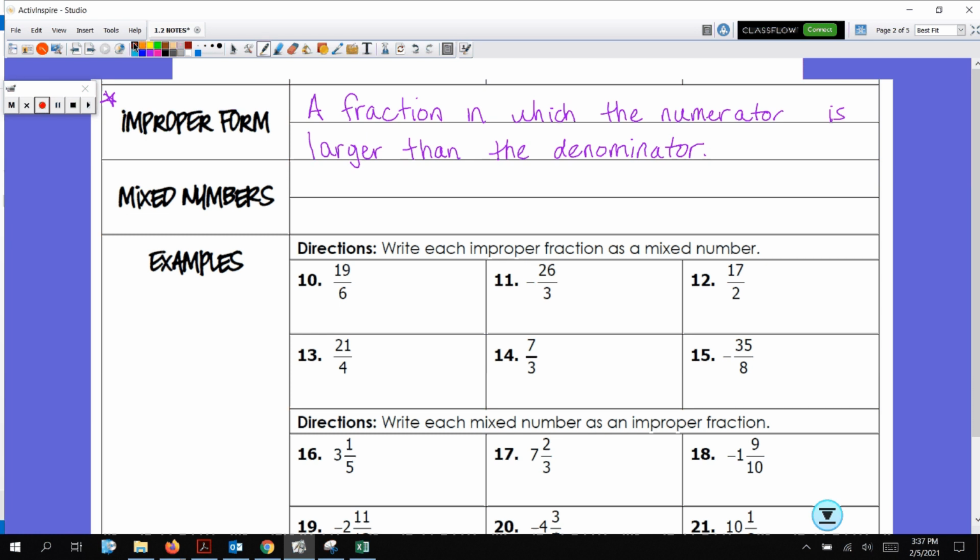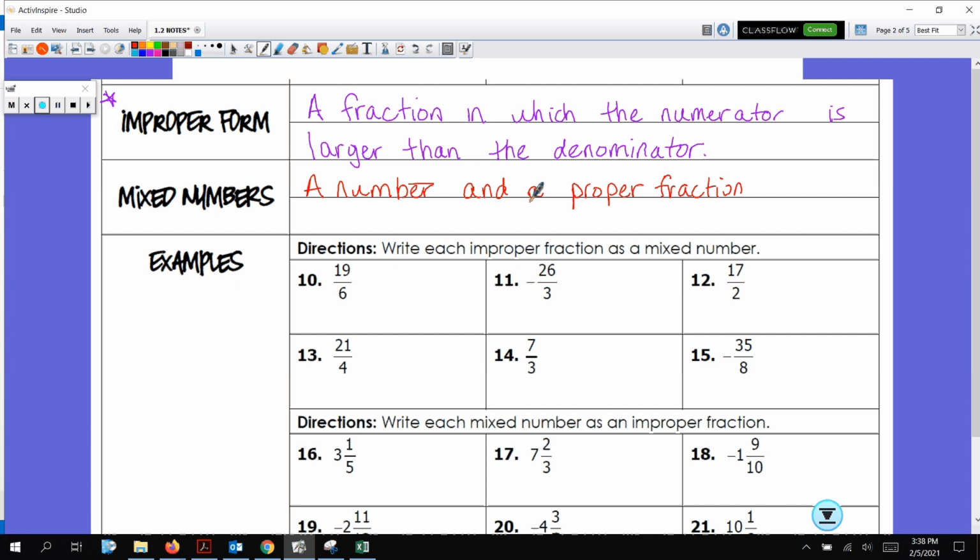A mixed number is simply a number and a proper fraction. All right, we're going to practice converting those back and forth, okay? So for 10 to 15, we are going to take this improper fraction and write it as a mixed number.